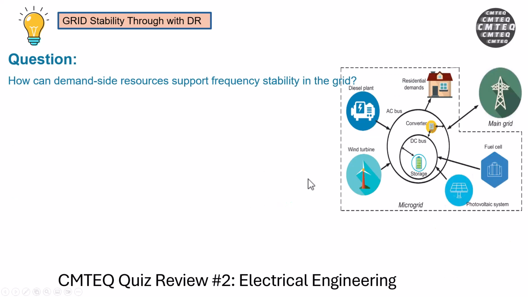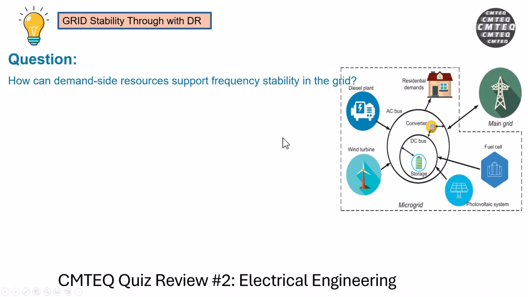Thank you very much. And the next question is related to grid stability through the DR, or demand response. So the question is, how can demand side resources support frequency stability in the grid? Now demand side response is basically the grid's ability to interact with consumers so that it can better address the energy demand from the consumers. Now, how can those resources better support frequency stability in the grid?